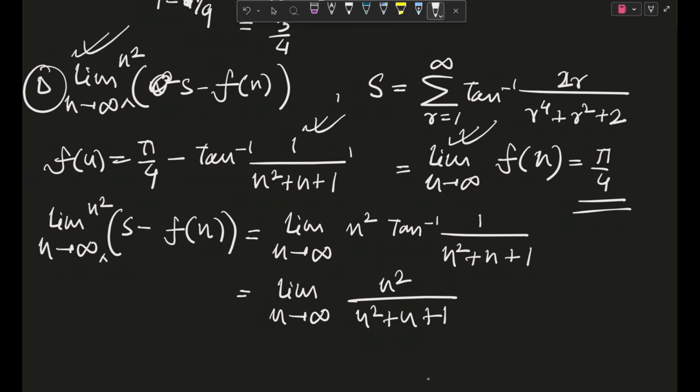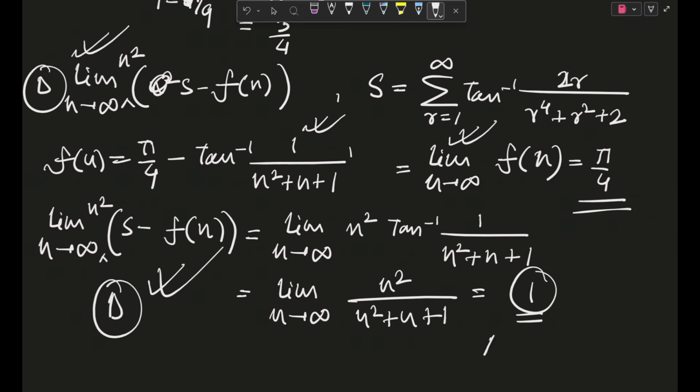Very simply, if we divide by n square, then your answer for this question will be 1 because n tends to infinity. And it was also given, so option number D also becomes correct. So without any doubt guys, the correct options for this question are A, B, C and D. All the options are correct.